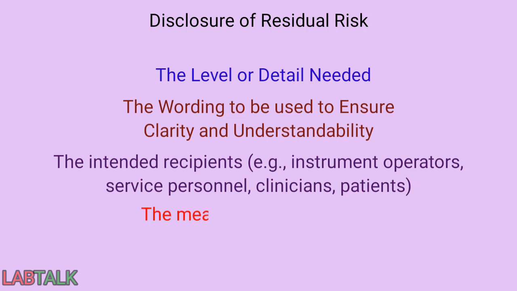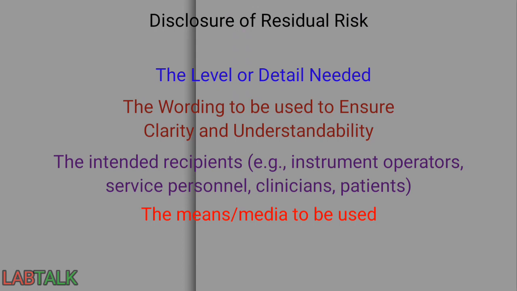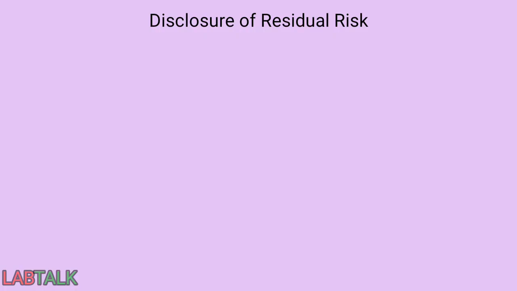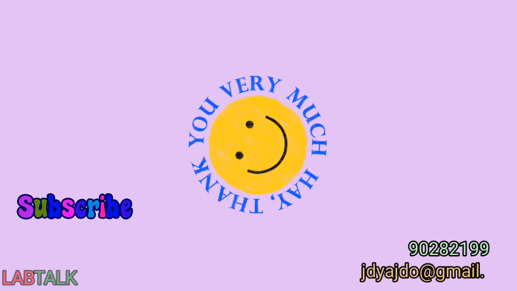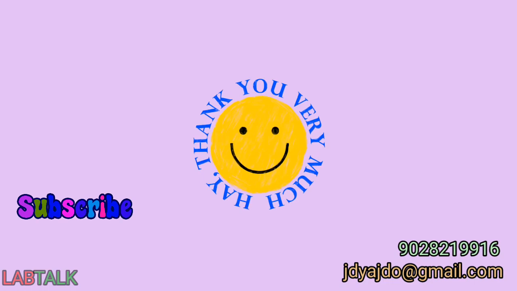And lastly, the means or media which we are going to use for this communication. It can be a written report, some form of email communication, or some form of declaration. So we have to consider the media we are going to use for the disclosure of the residual risk. Disclosure of the residual risk must be a part of the risk management review and it must be appropriately declared to the intended users. So with this we complete this risk management review, how to perform the risk management review and what are the components of risk management.